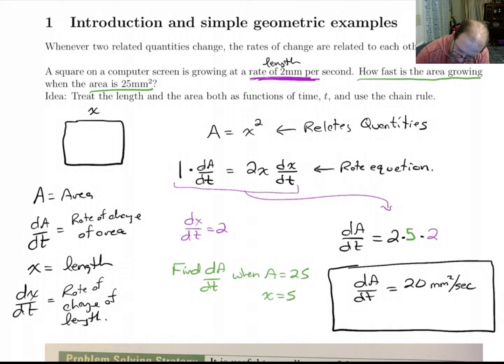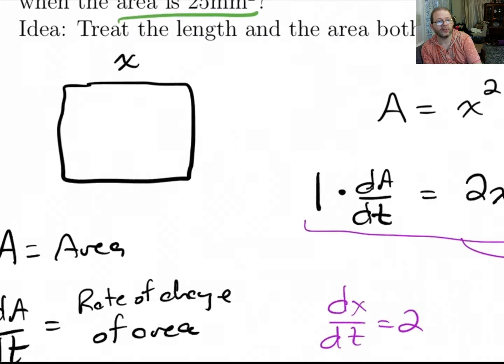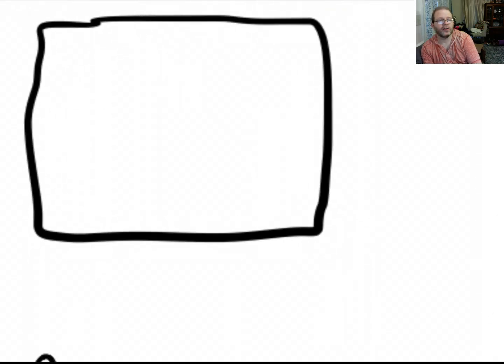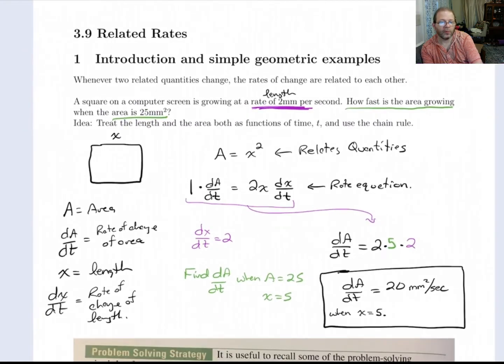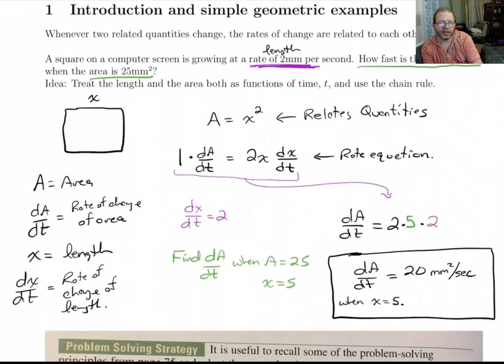It's important to note one thing. dA/dt is 20 when x equals 5. How fast the area is changing is going to change throughout the problem. As the square gets bigger and bigger, the area is going to grow faster and faster. So when I put dA/dt equals 20 as my answer, that is specifically at this instant in time that they're asking for.